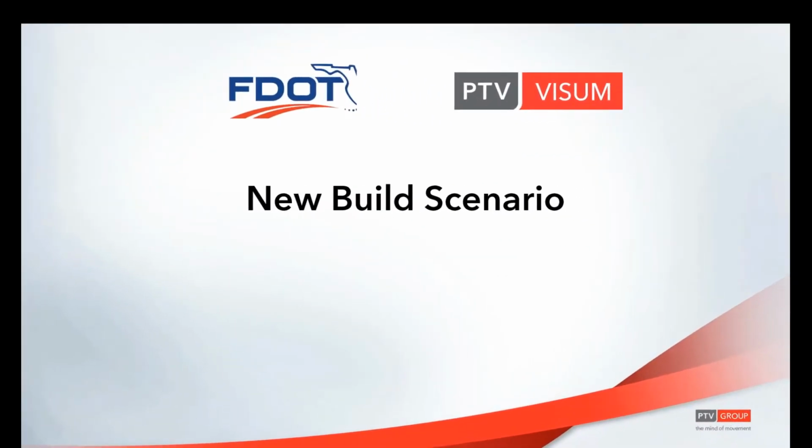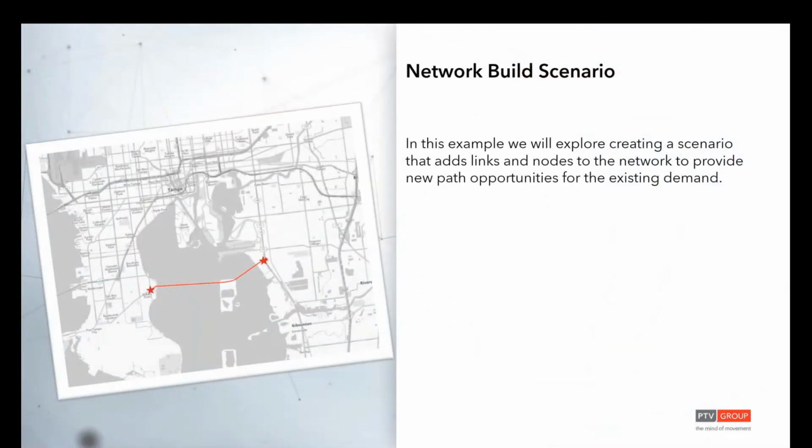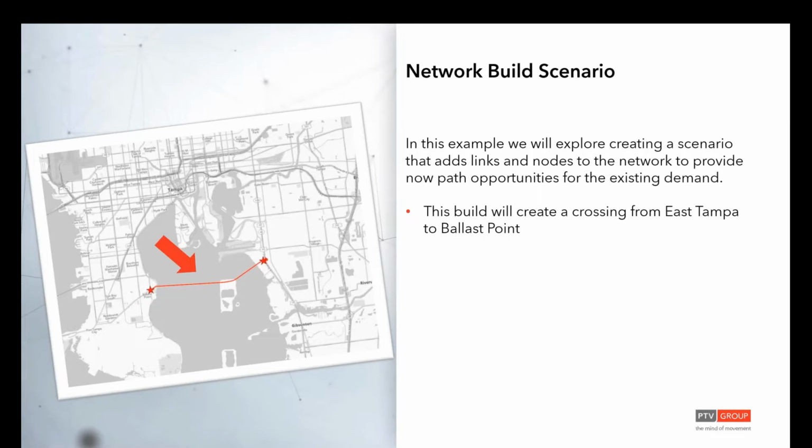So we're going to do a new build scenario on the 2015 model. What this scenario is going to look like is we're going to be looking at the East Bay over here, and we're going to be building out a new link from Ballast Point to East Tampa, just to see the path flows and have a nice extreme example of how they would shift. So we're going to build out a link as if we were going to build a bridge or a tunnel or something like that that kind of bypasses that downtown route across the bay.